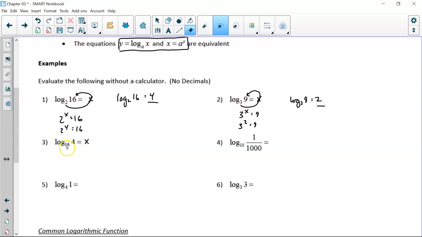Once again, write it in exponential form. Start with the base: 16 to the x equals 4. Now, we're going from a bigger number to a smaller whole number, so what we want to do is take the root. The square root of 16 is 4. The square root is the same as raised to the 1/2 power. So the log base 16 of 4 equals 1/2.